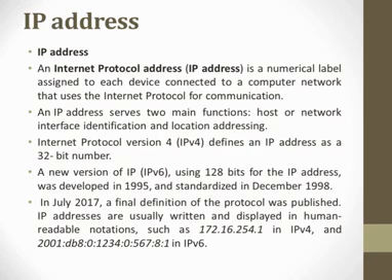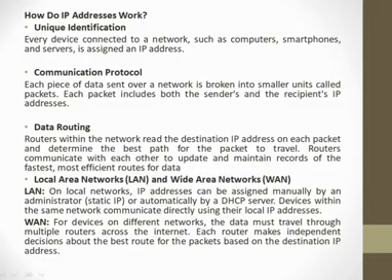An IP address, an internet protocol address, is a numerical label assigned to each device connected to a computer network that uses the internet protocol. Next we are going to see how IP addresses work. Unique identification: every device connected to a network such as computers, smartphones and servers is assigned an IP address. Communication protocol: each piece of the data sent over the network is broken into smaller units called packets.